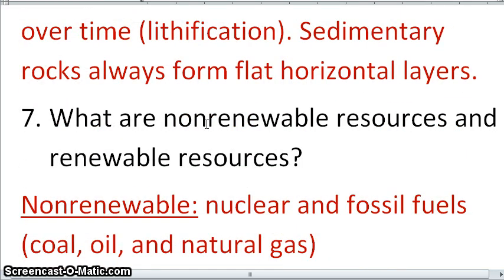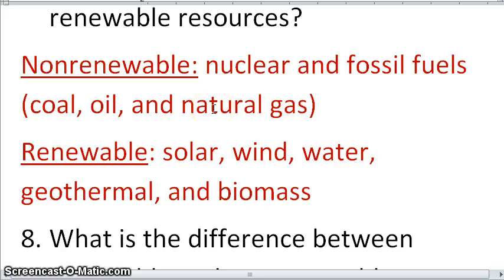Question 7. What are some non-renewable resources and some renewable resources? We can see the answers here. Non-renewable resources, nuclear and fossil fuels. With the fossil fuels, things like coal, the anthracite that we went to see at McDade Park, oil, which would also include petroleum and gasoline for cars, and natural gas. And we talked about some of the different things with fracking as well in class as we try to extrude the natural gas from the Earth.